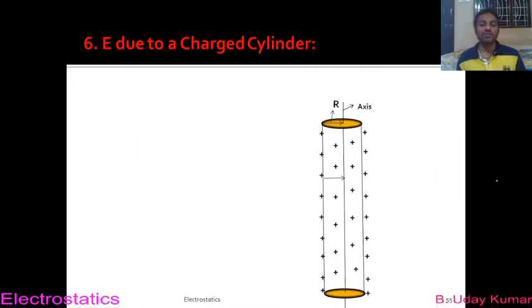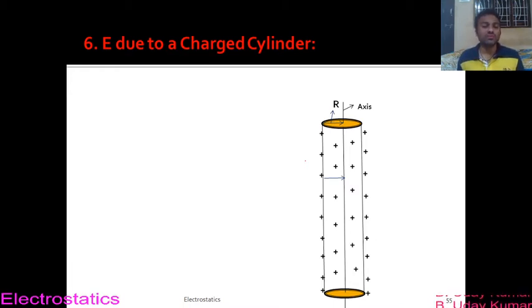This is our charged cylinder of radius capital R and of infinite length. Now I have to find the electric field intensity due to this charged cylinder by using Gauss law. And while using Gauss law, we need to follow certain steps. How to follow those steps and why to follow those steps, you know everything, right? I hope you remember those steps.